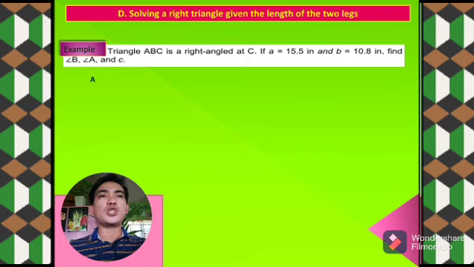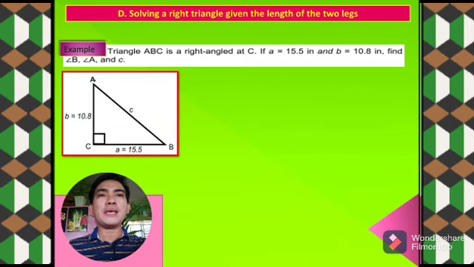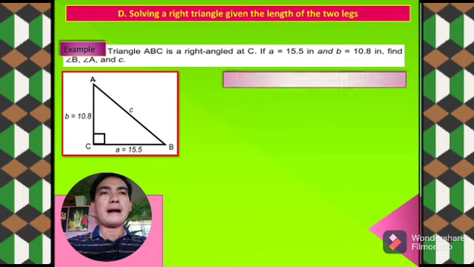Solving a triangle given the length of two legs. For example here, triangle ABC is right angled at C. If side A is equal to 15.5 inches and side B is equal to 10.8 inches, we are asked to find the measure of angle B, angle A, and side C, as you look into our illustration here.